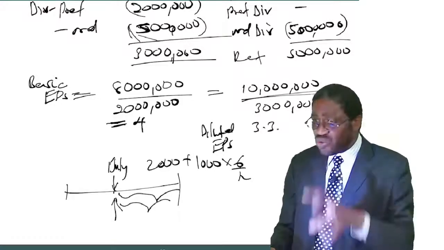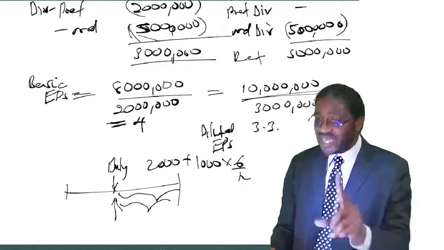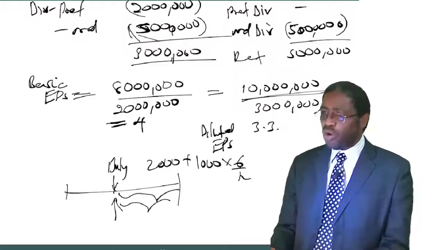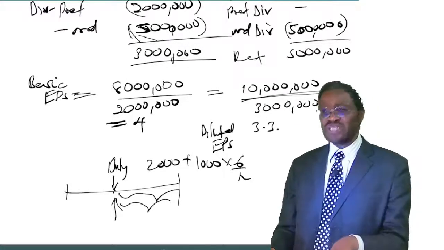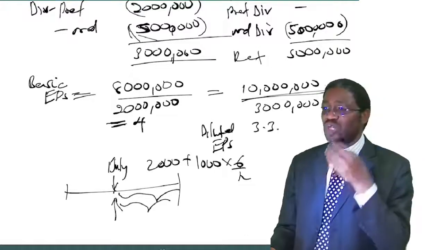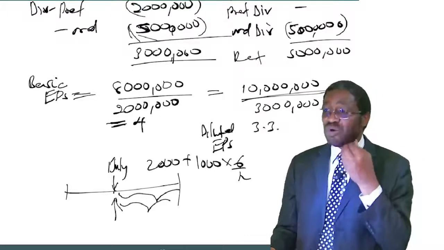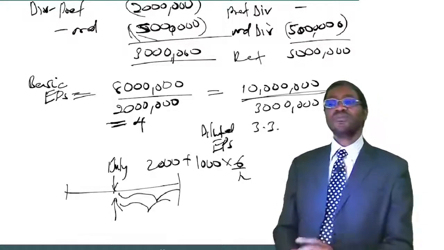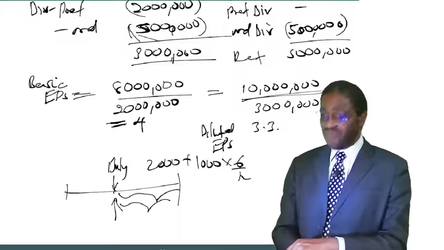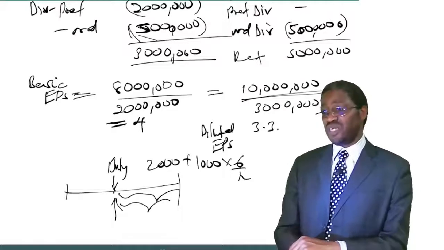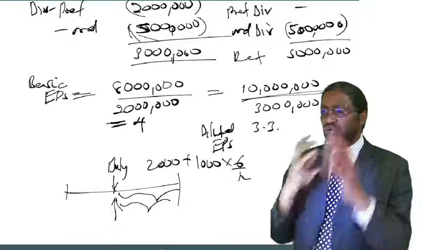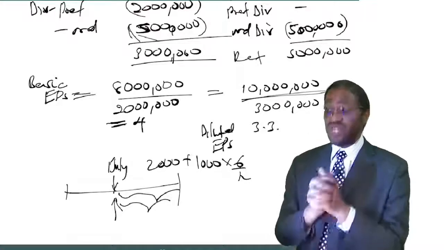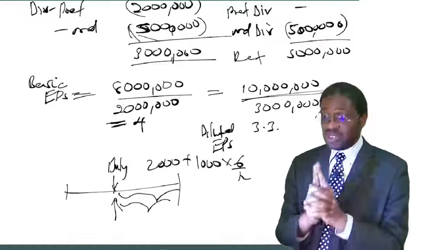So I am now through again with the second item that we call a potential ordinary share, and that is what we are calling the convertible preference shares. What have we said in summary? That if your company has convertible preference shares by the end of the year, your company should also compute the diluted earnings per share.